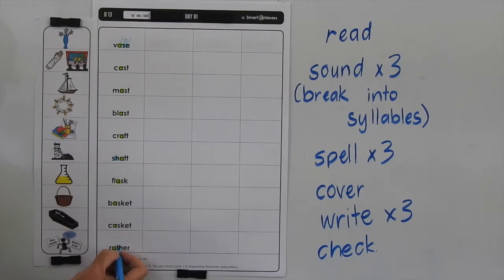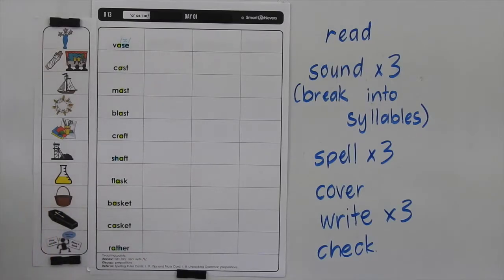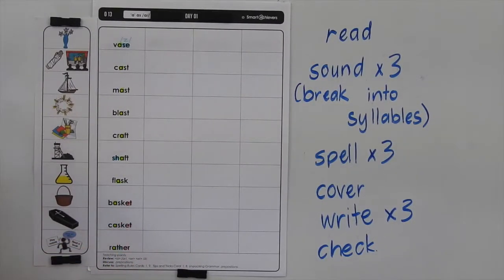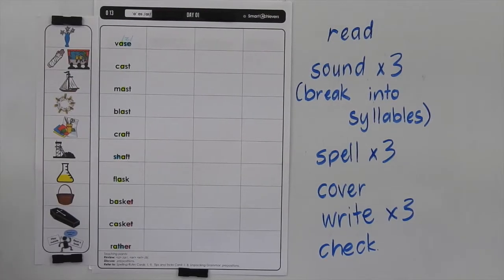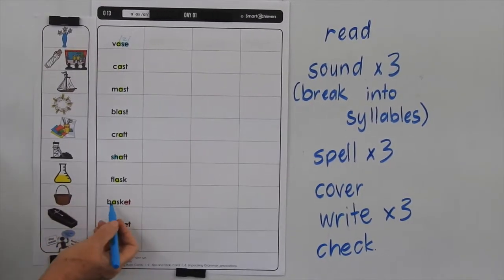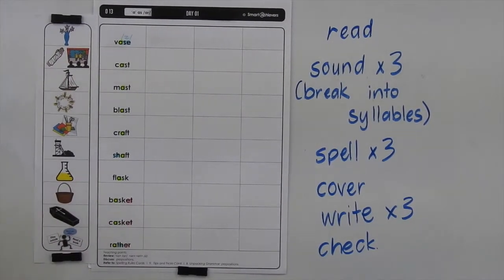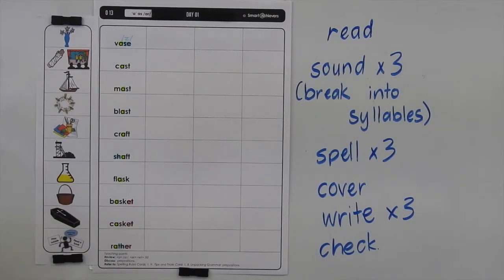Rather, you've got the TH making the th sound, and you've also got the ER on the end, same as casket and basket. It's a bit of a schwa sound there where we don't really pronounce it as well as we should. Basket, casket, we tend to say basket, casket, so we shorten the sound. Okay, I think that's about all we've got in those.